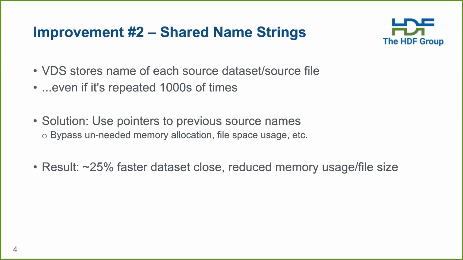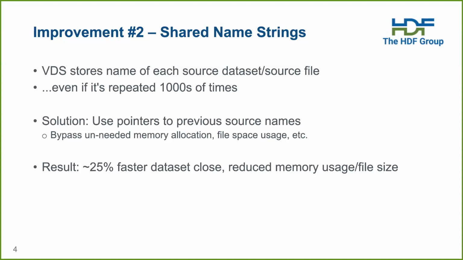And so the solution here was to use pointers to previous source names whenever possible, instead of duplicating them. So now, at the time that the virtual dataset is being assembled and the source entries are being added to it, we track which sources have already been seen. And so rather than duplicating the dataset name and the source file name, we simply use pointers to previous values.